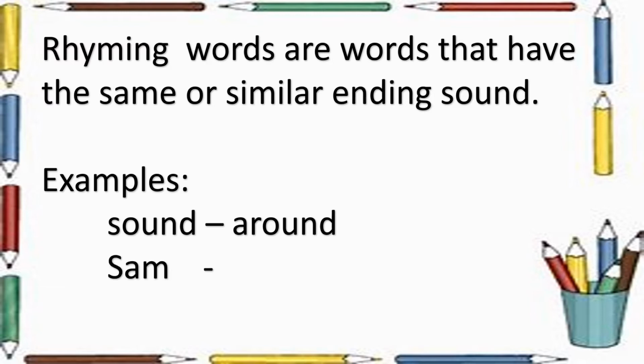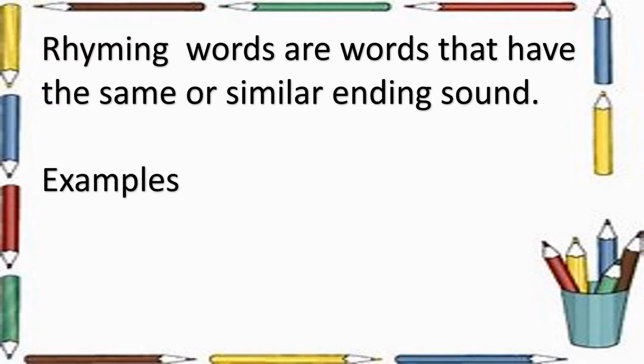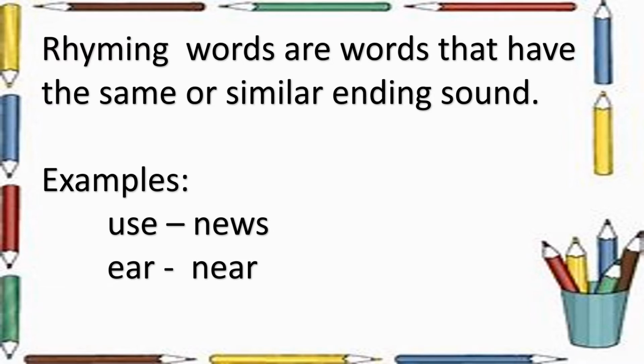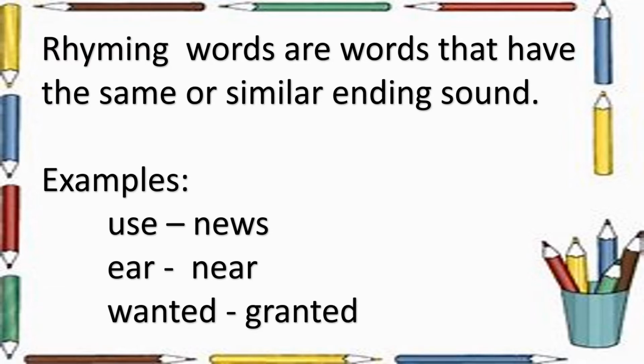Another example, we have Sam, jam. Another, fear, here. Another example for rhyming words, that's fear, here. Another, we have use, news. Very good. Example for rhyming words. Another, we have here, ear, near. Another, we have wanted, granted.